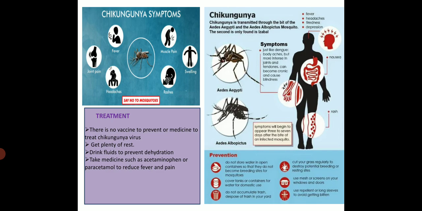Coming to the prevention, do not store water in open containers. Cover tanks or containers for water for domestic use. Do not accumulate trash in your yard, and cut your grass, that means in the garden, regularly to destroy potential breeding or resting sites. Use mesh or screen on your windows and doors. Use repellents or long sleeved shirts and t-shirts to avoid getting bitten by mosquitoes.